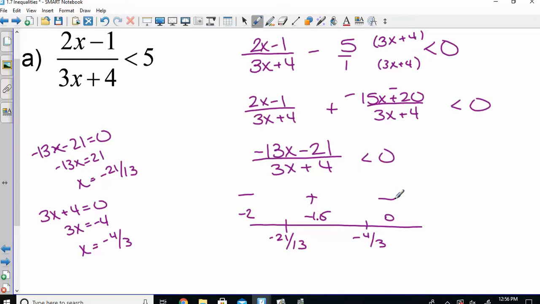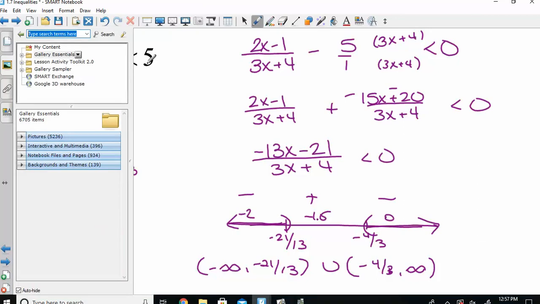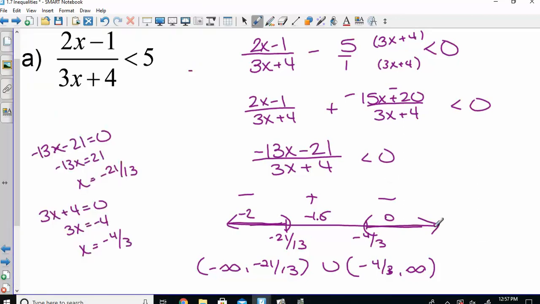Which answer should we want? Negatives. Again, I didn't have an equal to on this one. So it would be negative infinity to -21/13, union -4/3 to infinity.